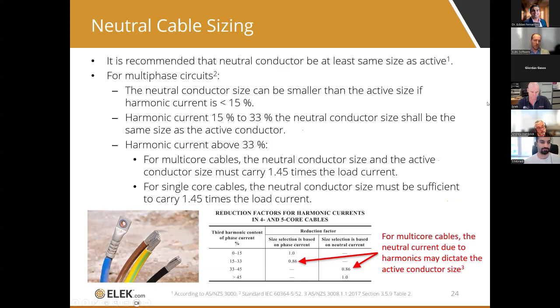There's a table here which is taken from NZS 3008. It's only for 3-core cables. It's a little bit complex to understand. There's some paragraphs around it. But I think this slide helps.